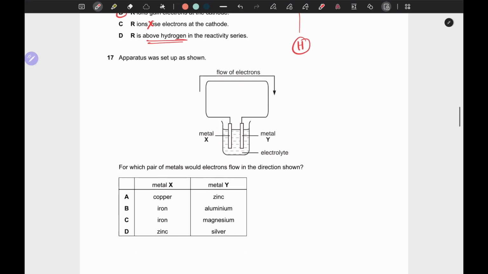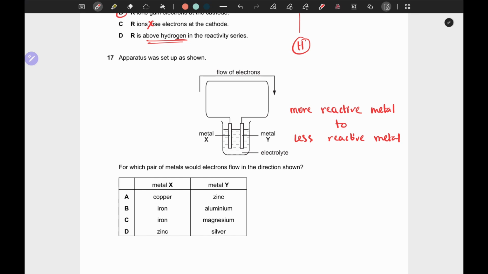Number 17, apparatus was set up as shown. So we have an electrolysis setup. We have metal X, metal Y, and there is an arrow indicating flow of electrons. For which pair of metals would electrons flow in the direction shown? So for this type of setup, the electrons will always flow from the more reactive metal to the less reactive metal.